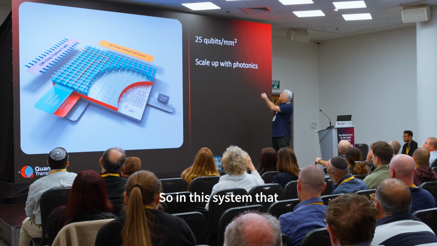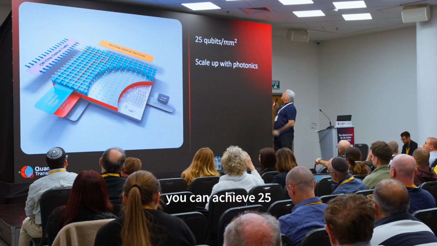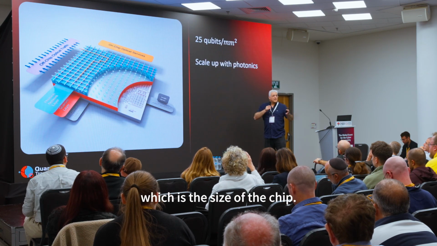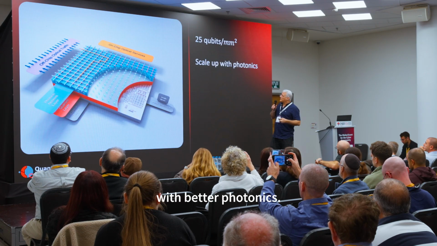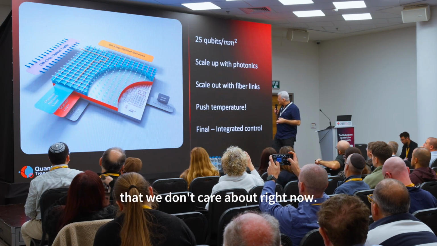In this system that we're building right now, you can achieve 25 qubits per square millimeter of chip. If you're building a bigger chip, you'll have more qubits. You can scale it up with better photonics, and there's a lot of other technical details we don't care about right now.